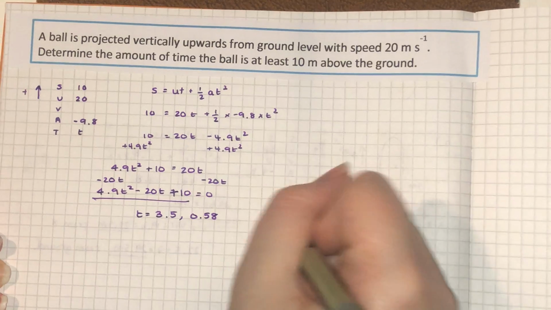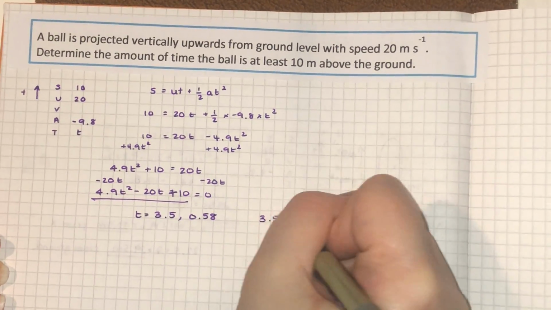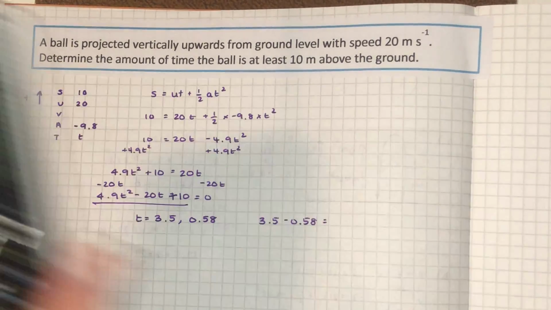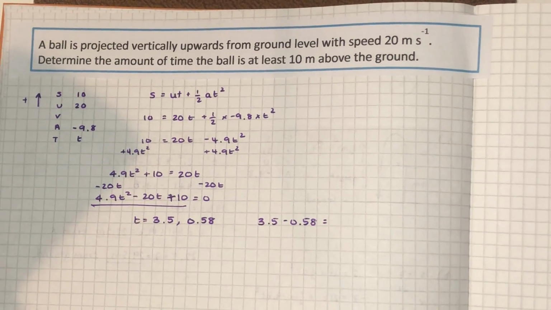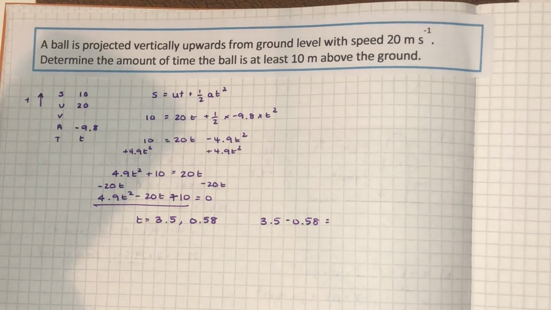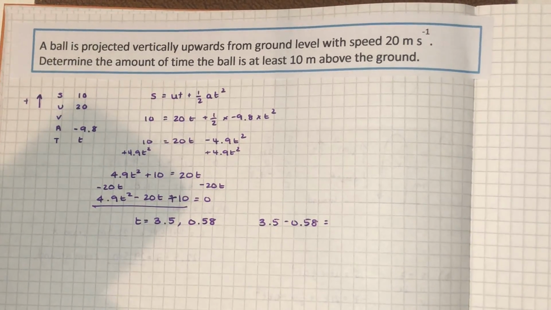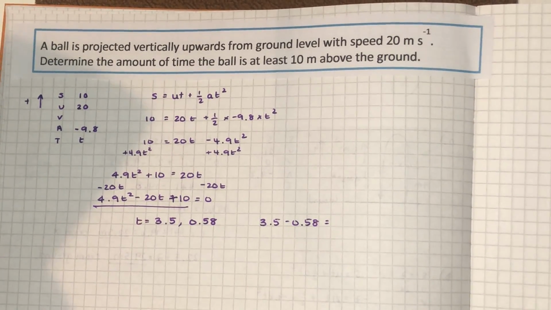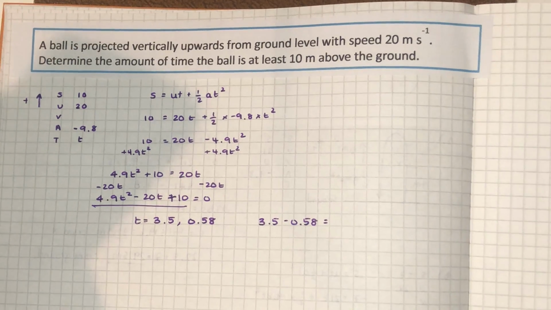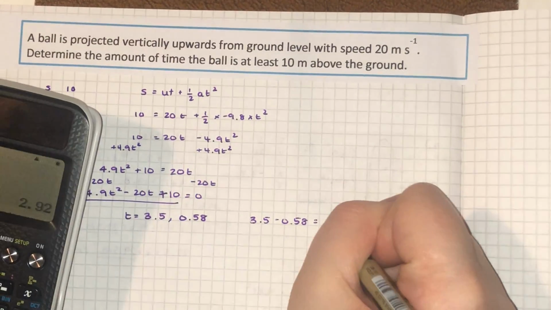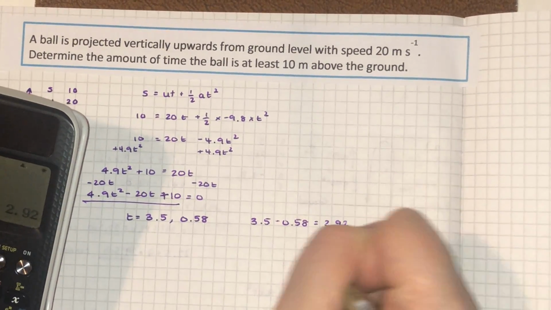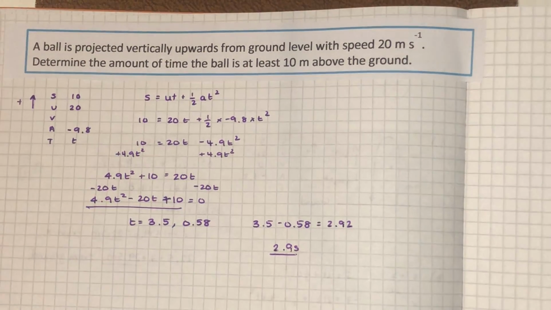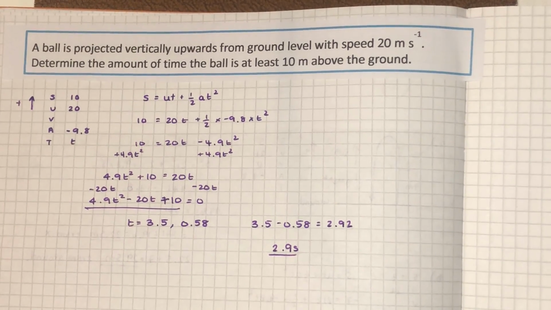Okay, so to determine the amount of time that it's at least 10 metres, we're then going to subtract these. So 3.4 minus 0.38 is 2.92. Remember it has to be 2 sig fig, so I'm going to leave it at that. So it's 2.9 seconds that it is above 10 metres.